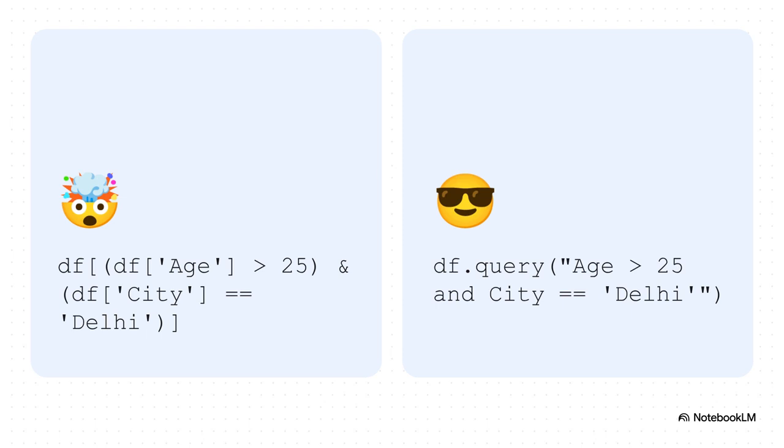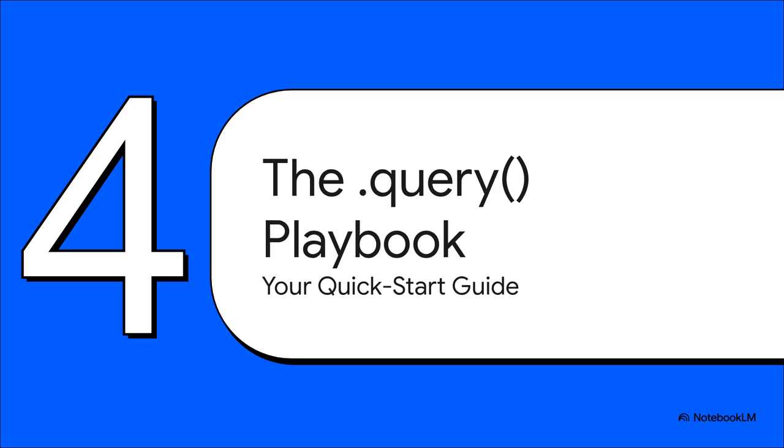On the left, you got this mess of brackets, quotes, and that weird ampersand. And on the right, with .query, it reads like a sentence. You're literally telling the data frame, query where age is greater than 25 and city is Delhi. It's cleaner, it's easier to understand, and your future self will thank you for using it. And the best part is, the syntax is super intuitive.